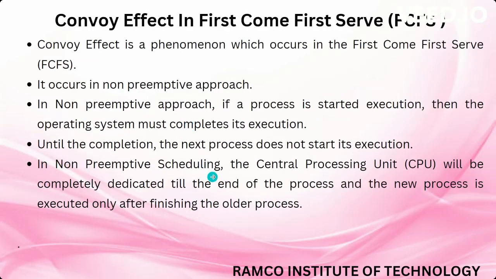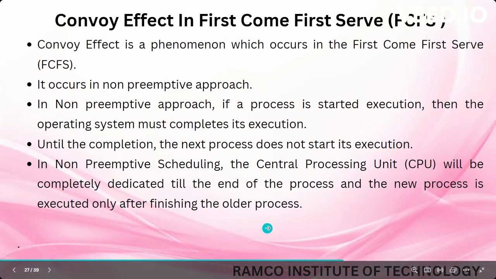So next is the convoy effect in first come first serve scheduling. The convoy effect is a phenomenon which occurs in first come first serve scheduling. It occurs in the non-preemptive approach. In the non-preemptive approach, if a process has started execution, then the operating system must complete its execution. Until then, the next process does not start its execution. In non-preemptive scheduling, the central processing unit will be completely dedicated till the end of the process, and a new process is executed only after finishing the older process.